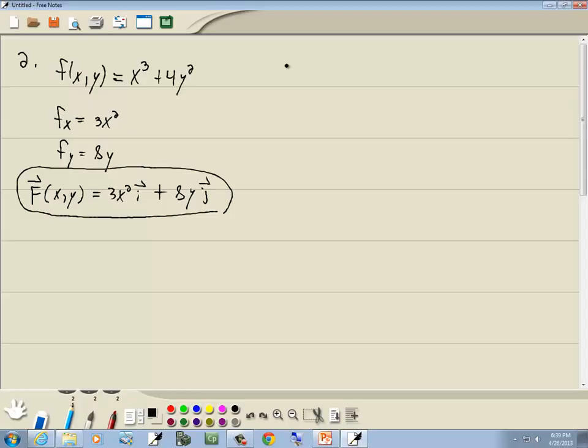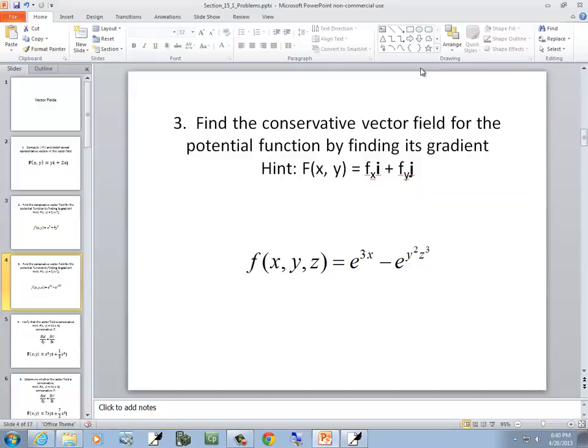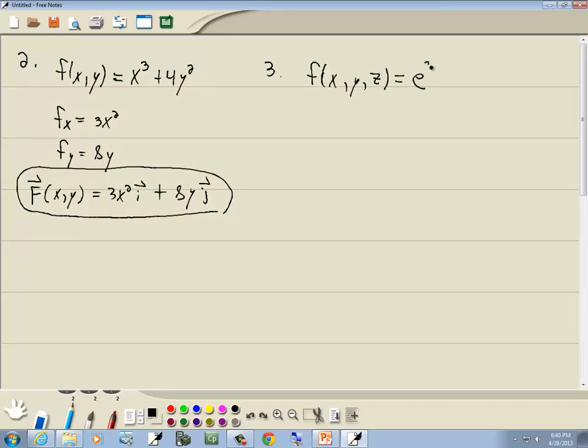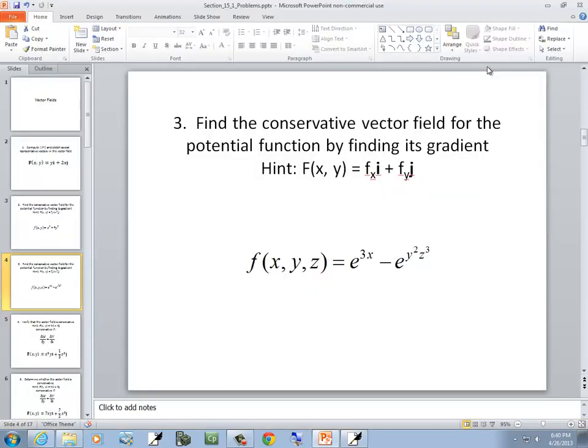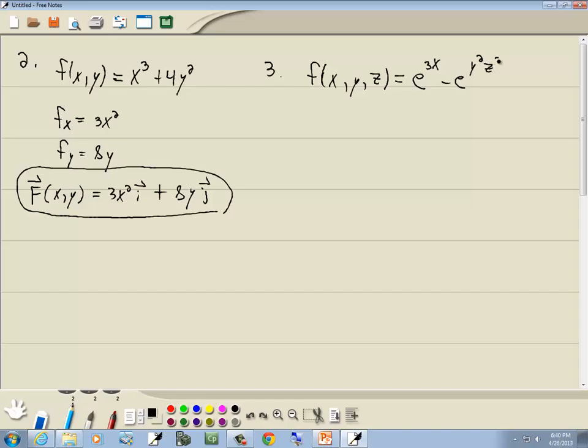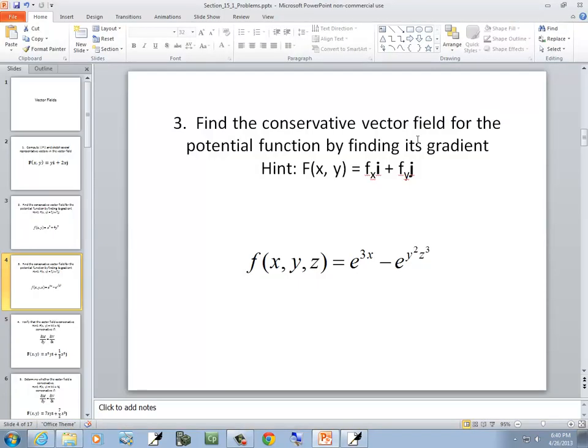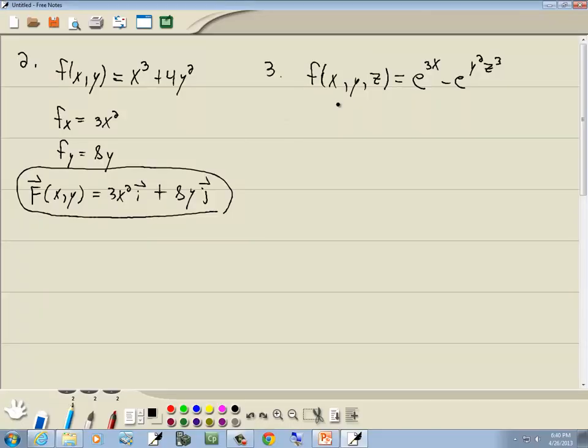Let's take a look at this one. We've got f of x, y, z is equal to e to the 3x minus e to the y squared z to the third. Same instructions. And I've got 2 dimensions here, but the third dimension, we have to find our partial with respect to x, y, and z. So let's find our partial with respect to x first.